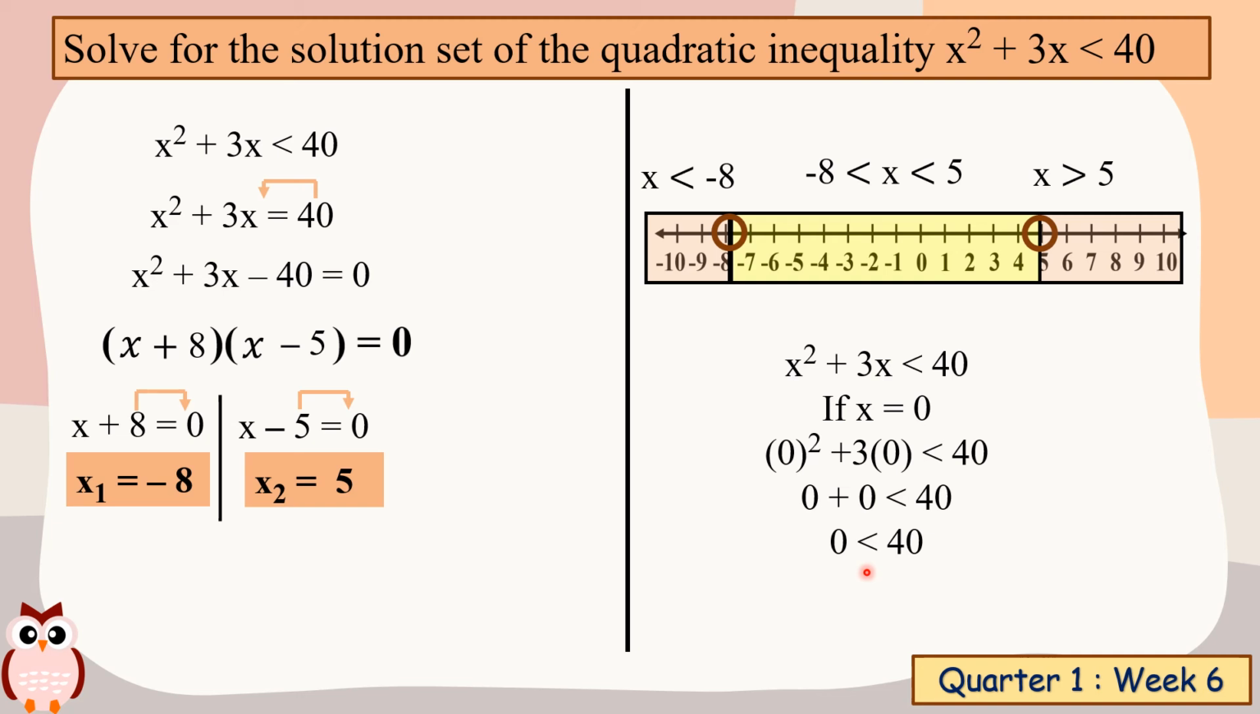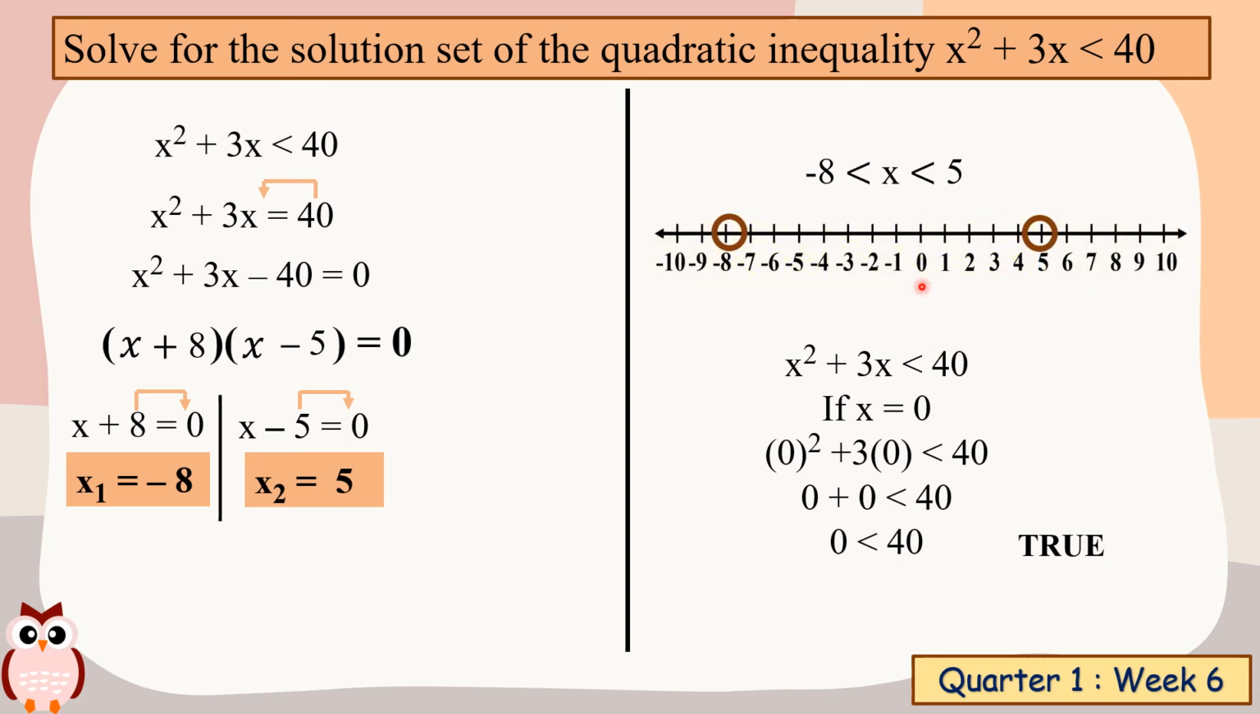So 0 is less than 40. That is also true, or this statement is true. Therefore, kung nasaan yung 0, that will be the solution set of our quadratic inequality. So this will be the solution set of our given quadratic inequality.